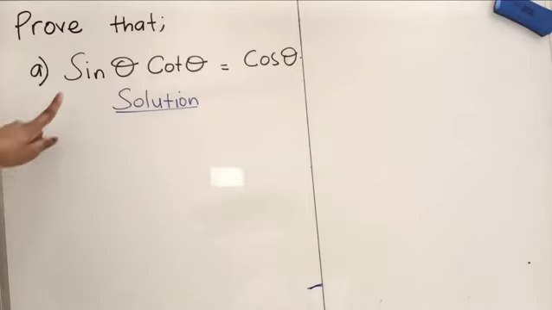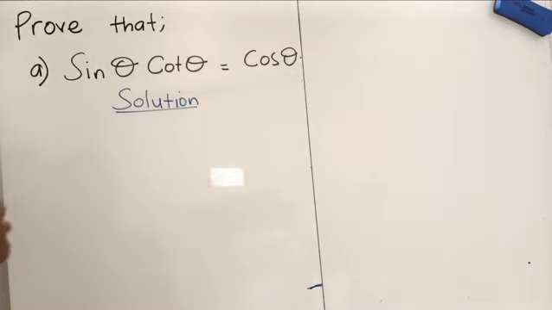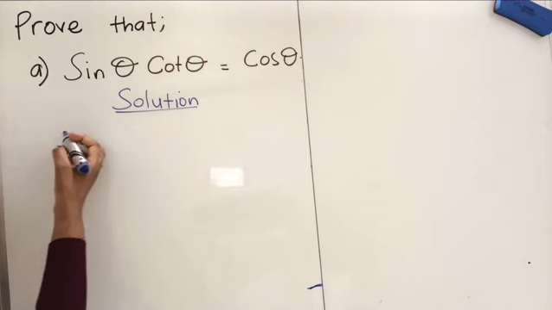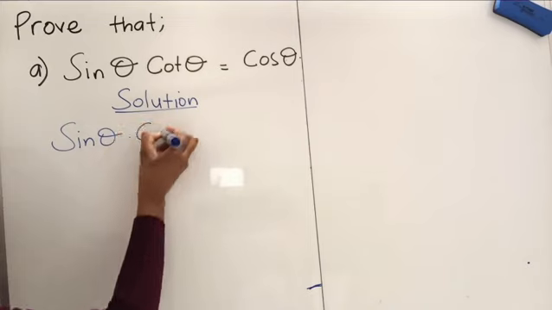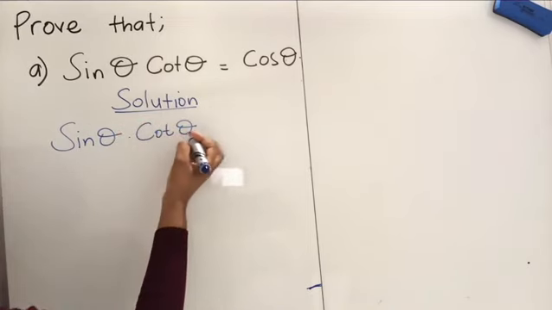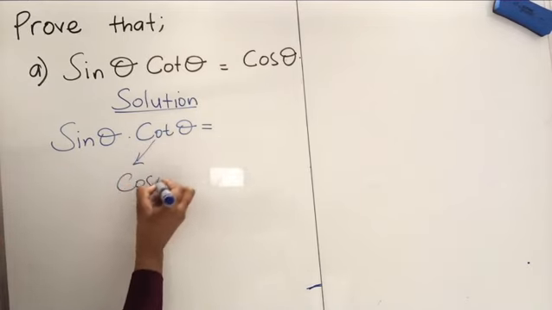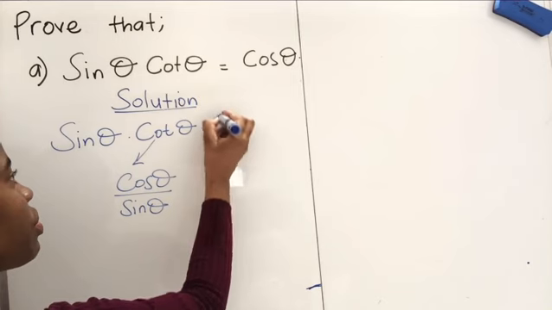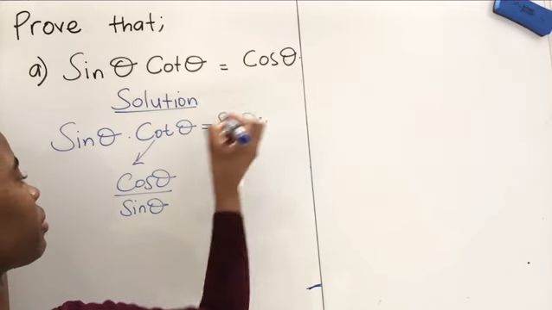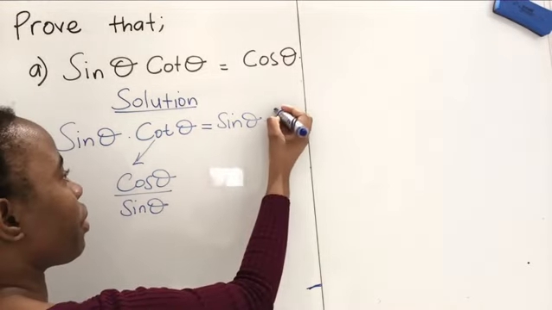We are supposed to prove that sine theta multiplied by cot theta is equal to cos theta. So let us start with the left hand side. We have sine theta multiplied by cot theta. This is equal to, we know that cot theta is the same as cos theta out of sine theta. So this is equal to sine theta multiplied by, instead of writing cot theta, I'm going to write cos theta divided by sine theta.